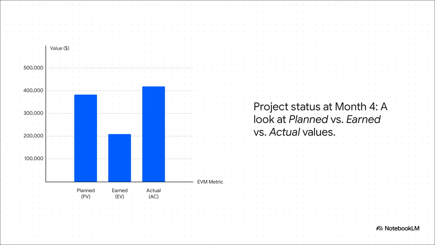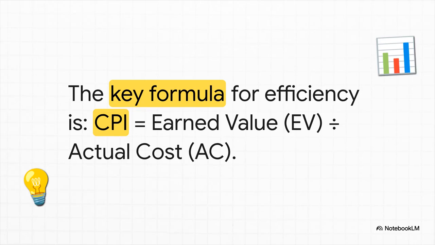The plan said we should have completed $384,000 worth of work by now. Okay, we look at the books and see we've actually spent $420,000, and here's the kicker, the value of the work we've actually finished is only $210,000. So we're spending way more money to get way less work done. Not good.